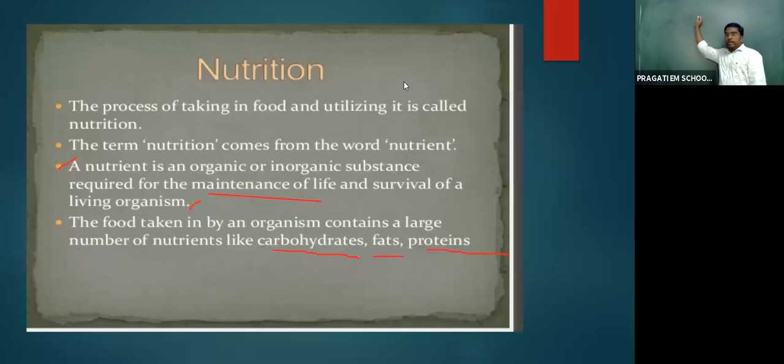Okay, children. We discussed about nutrition, no? So the word nutrition comes from nutrient. So a nutrient is a substance which is required for the metabolic activities, isn't it? So this particular nutrition tells us about intake of food. That intake of food is different from one organism to another organism. The acquiring of food is different in different organisms.